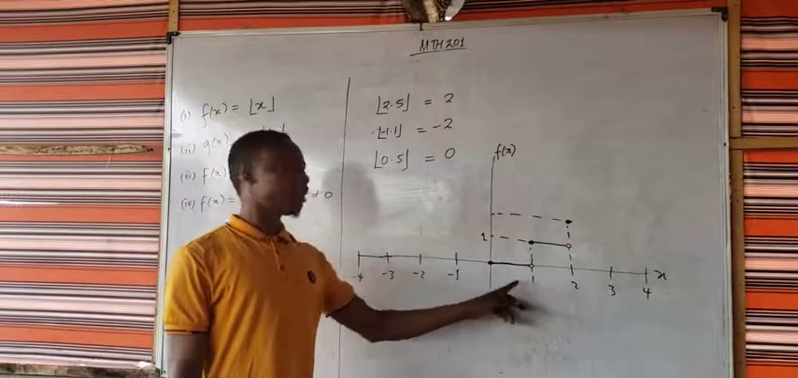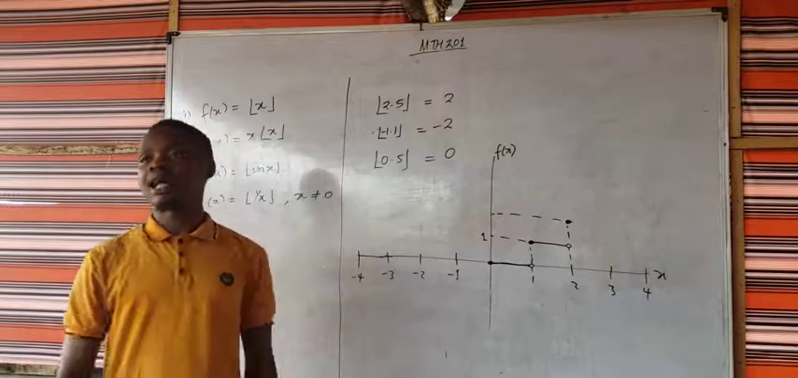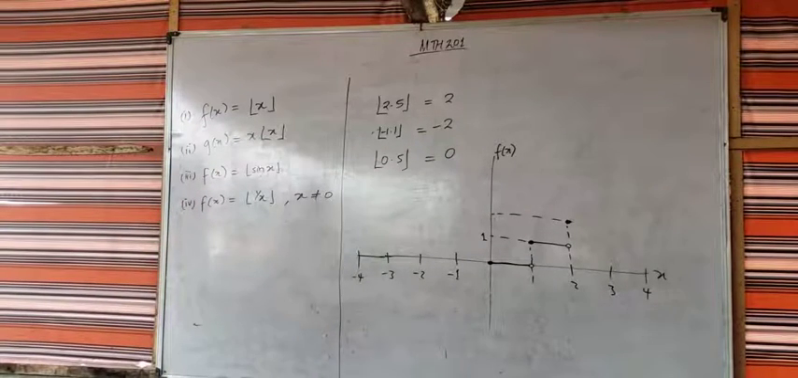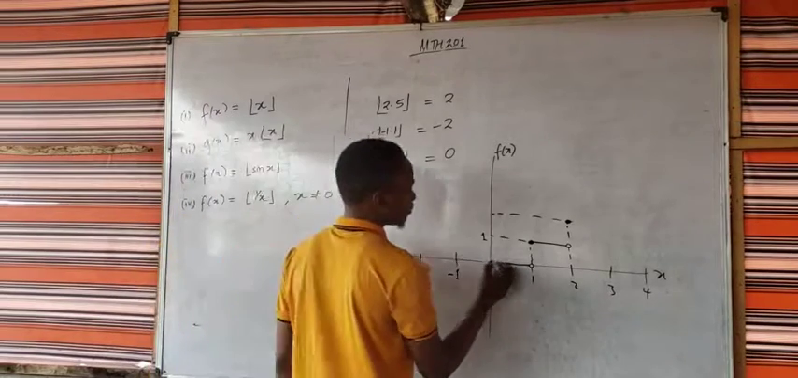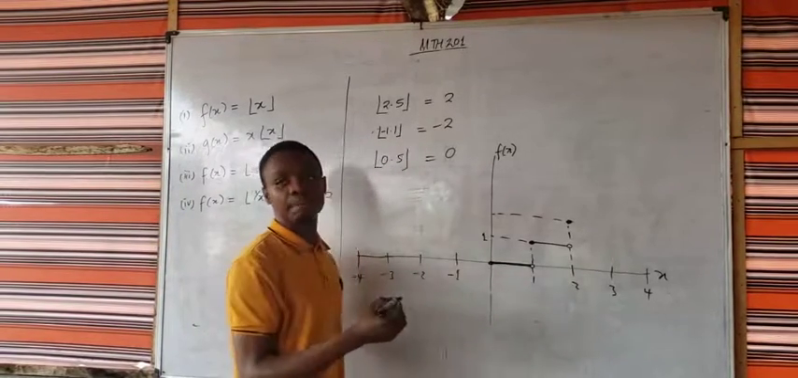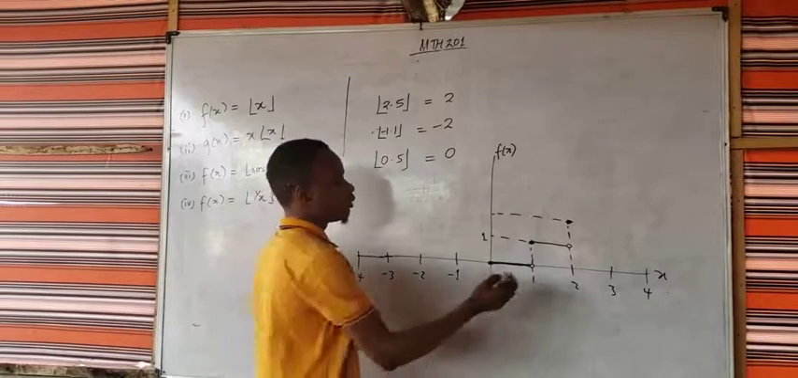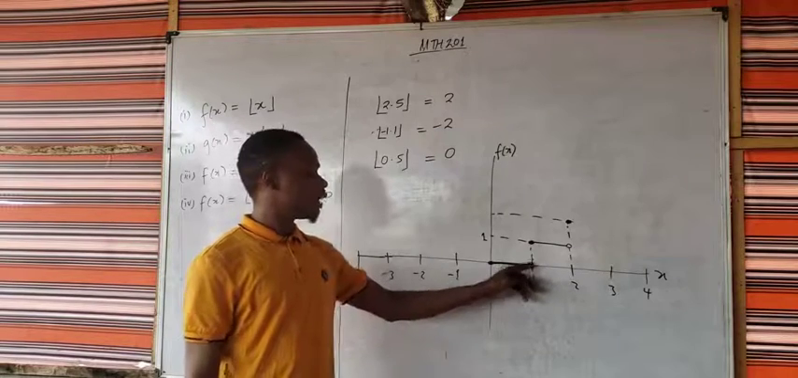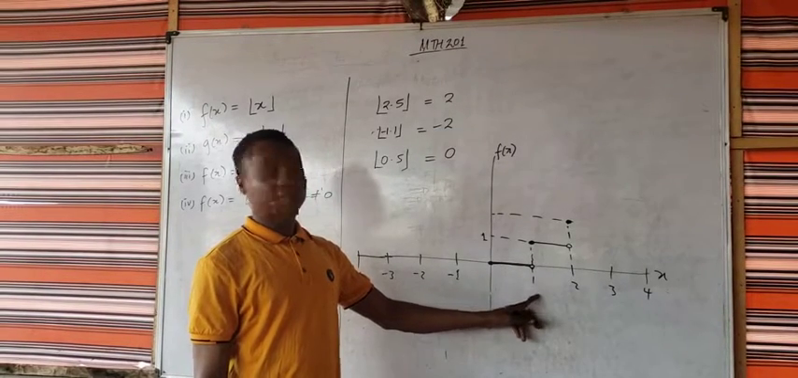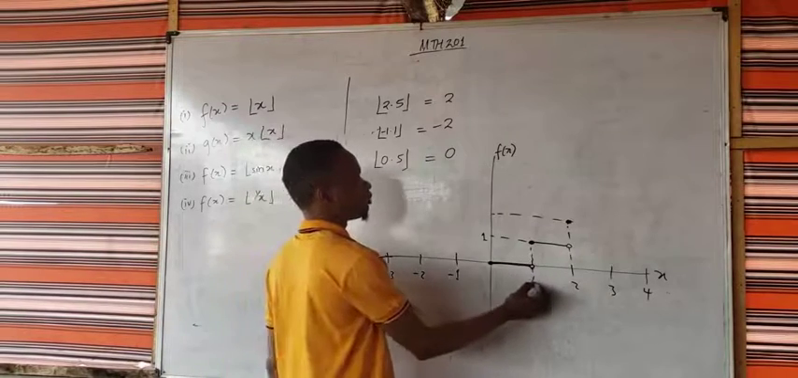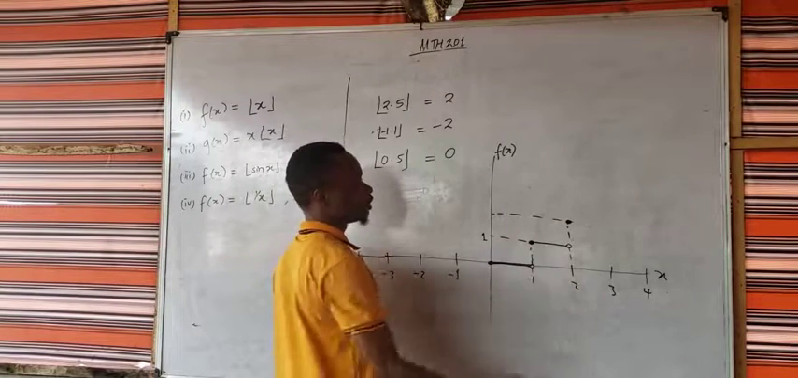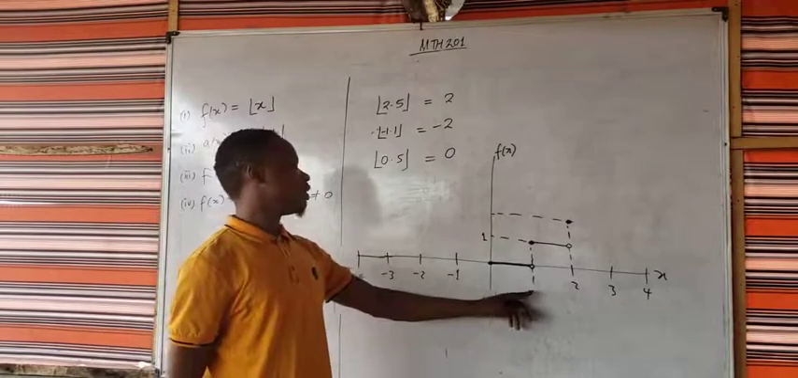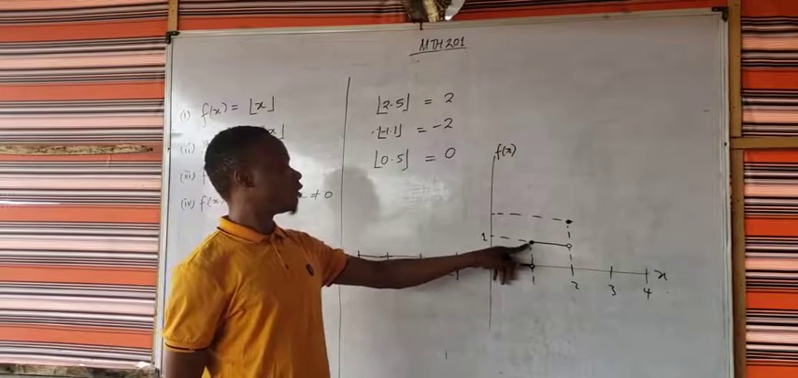Between 0 and 1, what are the values you have between 0 and 1? 0.9, 0.8, 0.5, and so on and so forth. If you take the greatest integer less than or equal to that, what do you get? 0. So that means that between 0 and 1, your graph is going to be in this manner. Why are we putting a hole here? I'm putting a hole here to show that this line does not apply to the point 1. It excludes the point 1. So the definition for point 1 is this one. That's why we're filling up this box, to show you that when x equals 1, our function is 1.